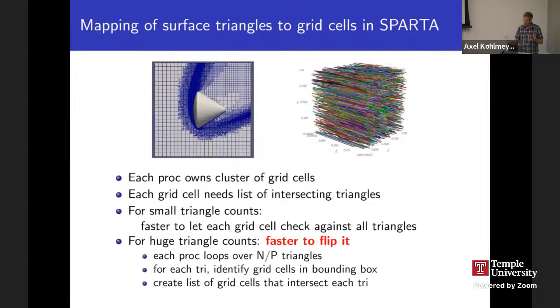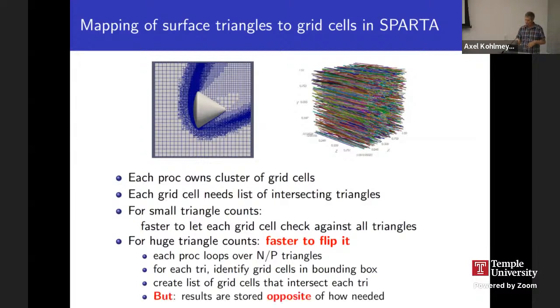But if you have a lot of triangles, it's faster to actually flip this and let each processor just loop over a subset of the triangles that it owns for this purpose. And for each triangle, use a bounding box around the triangle and identify what portion of the grid you need to do the careful checks on for intersections. And so what you end up with at the end of that is, for each triangle, a list of grid cells that it intersects.